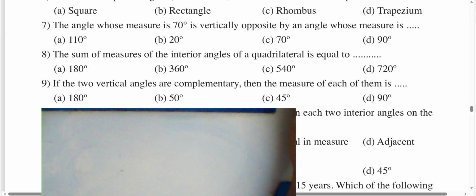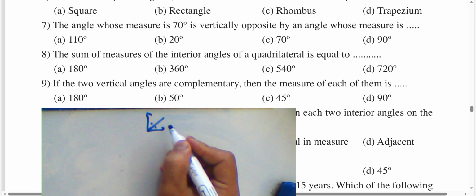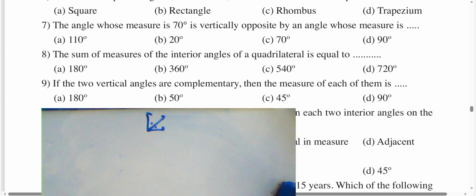Next question. If the two vertical angles are complementary, then the measure of each of them equal 45. Complementary, it means sum of them equal 90 degree. Then they are equivalent. 90 divided by 2 is 45. Choose letter C.